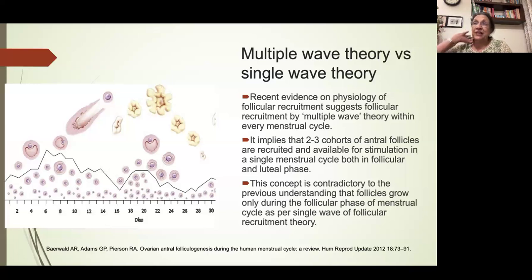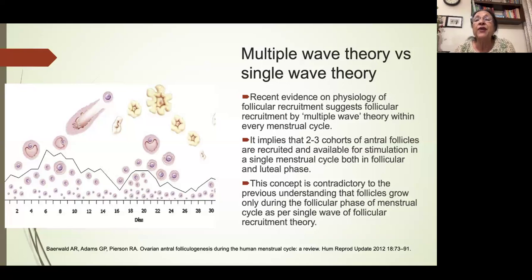Suppose that ovulation does happen, but can we stimulate another wave of ovulation in the same cycle? Yes, this is what this implies, that 2 to 3 cohorts of antral follicles are recruited and are available for stimulation in a single menstrual cycle, both in the follicular and luteal phase.